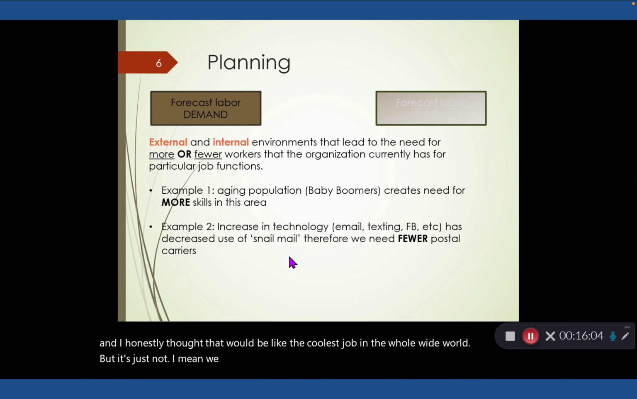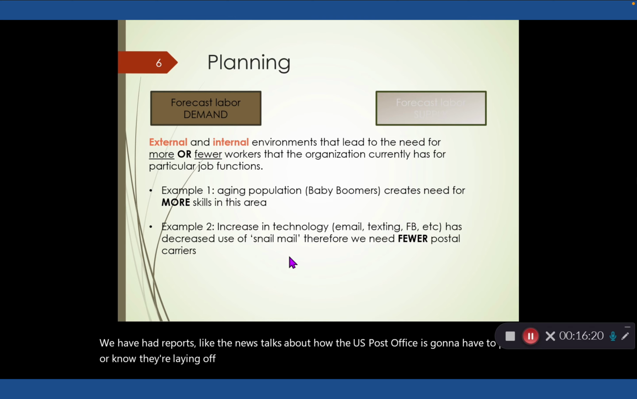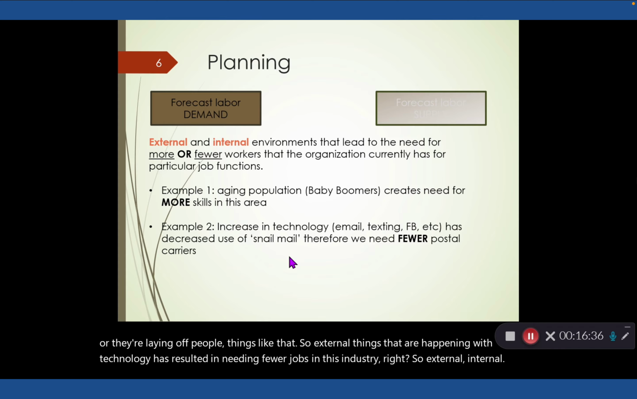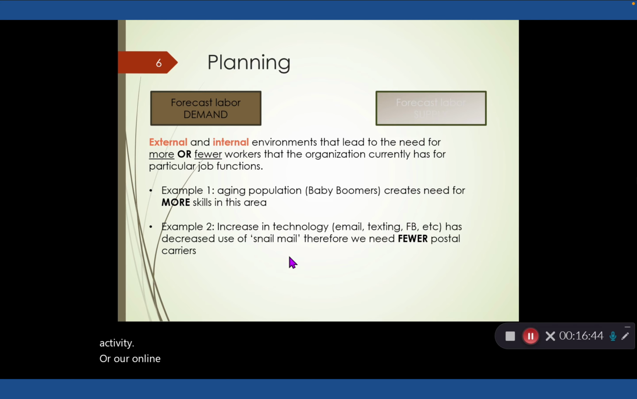In the past 6, 7 years, we have constantly had reports, like the news talks about how the U.S. Post Office is going to have to privatize, or they're laying off people, things like that. So external things that are happening with technology have resulted in needing fewer jobs in this industry, right? So external, internal can mean that we need more or fewer. We probably are going to think about this in our class activity or our online discussion board. So try to make sure that you understand how this works, and this is what we'll practice with.